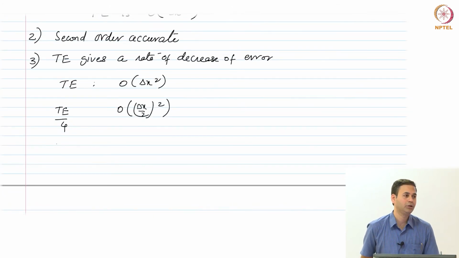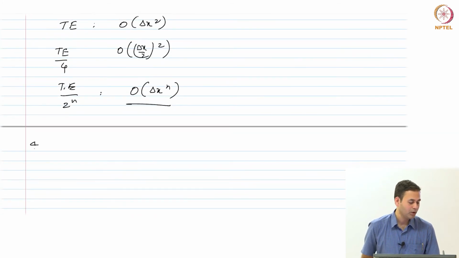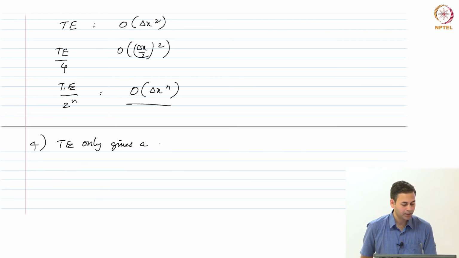So, that means my truncation error would go down by 2 to the power n if the order of the scheme is delta x to the power n. If I halve the grid, it will go down by 1/4 and so on. So, that is about the truncation error. Now, the truncation error only gives a relative error in the domain. It does not talk about the absolute error. The absolute error is not indicated.